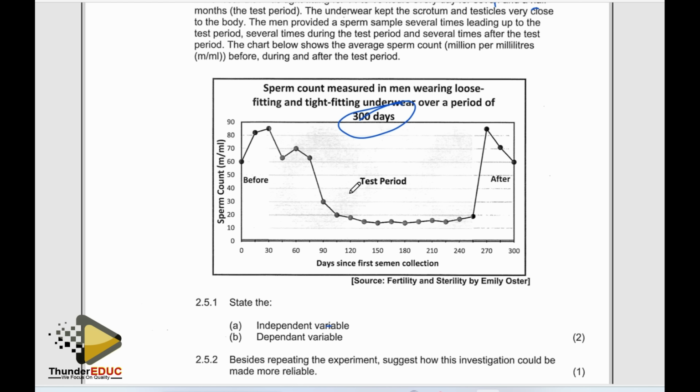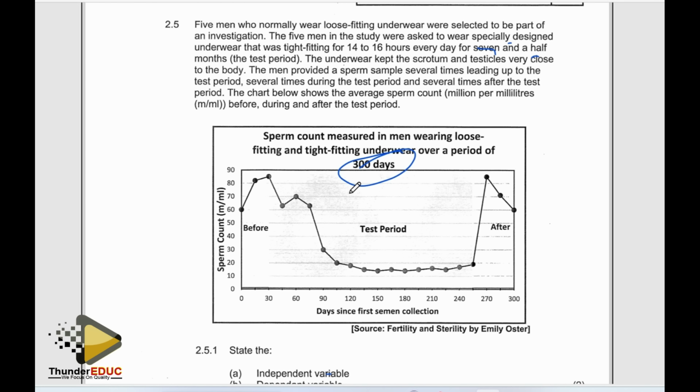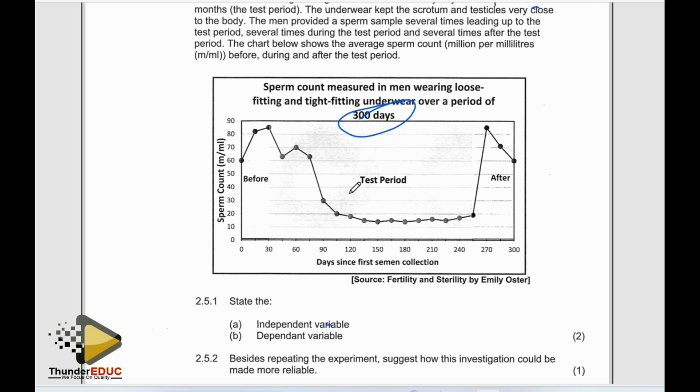State the independent variable. What is independent? The number of sperm will depend on the type of underwear you are putting on, whether it's tight or loose. Question: which type of underwear are you putting on?